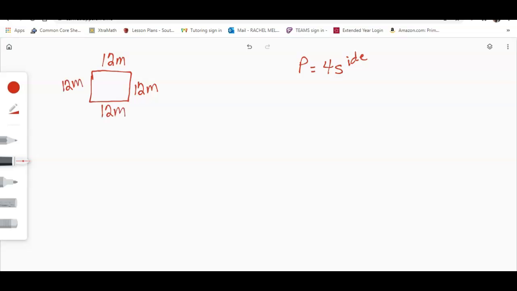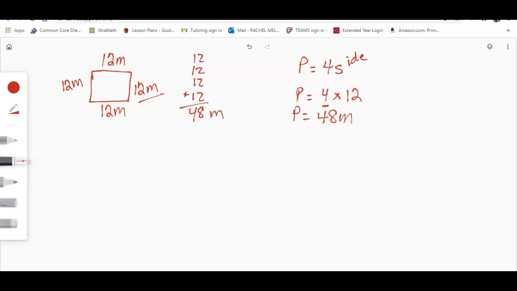Okay, so I could add them up. 12 plus 12 plus 12 plus 12. Or use this formula, which is 4 times 12. Okay, notice where this 4 came from. The 4 is because there's 4 equal sides. Okay, so the S is what is one side length. Okay, so then again, this would give me 48 meters.